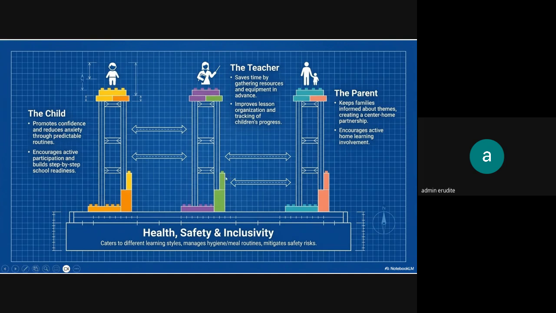And then for the teacher, it's the second pillar. The teacher saves time by planning ahead. It keeps the lessons organized. With a proper planner, you will manage the classroom. And then for the parent, that's the last pillar, to keep the parents informed about the themes and learning activities. They can help the children at home. This way, the child benefits because they can learn from school and from home. So everyone is basically on the same level.